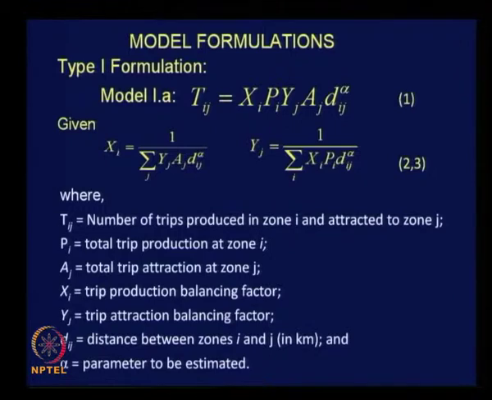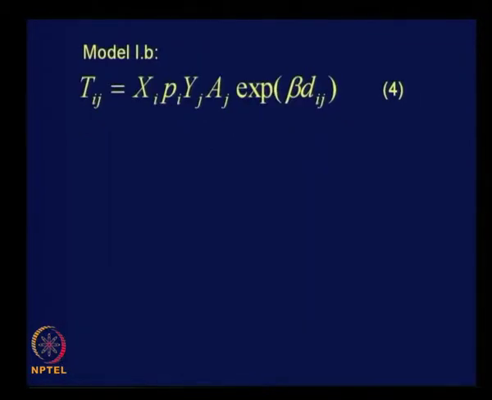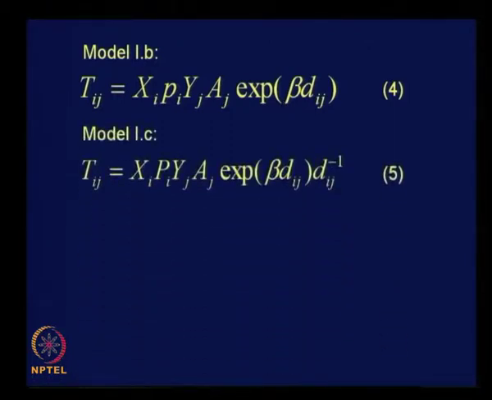This was model 1A, and we tried other formulations also for Fij. Model 1B had a different formulation for Fij. It was e power beta dij, and model 1C had two parameter formulation, e power beta dij into dij raised to power -1. The other parameter value was given directly. We did not estimate both the parameters simultaneously, one parameter value was assumed as -1.